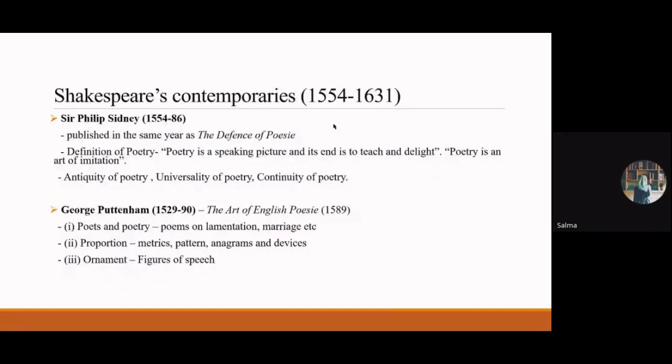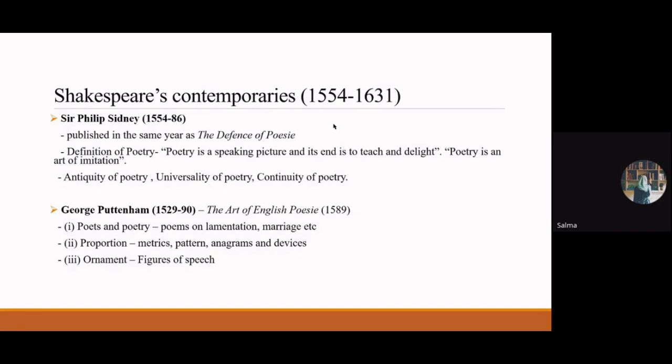Then moving to Shakespeare's contemporaries, where we have Philip Sidney. He published the work The Defense of Poesy, and in this work he says poetry is a speaking picture and its end is to teach and delight. And he also made this definition: poetry is an art of imitation. Then he talks about these three things: antiquity of poetry, universality of poetry, and continuity of poetry.